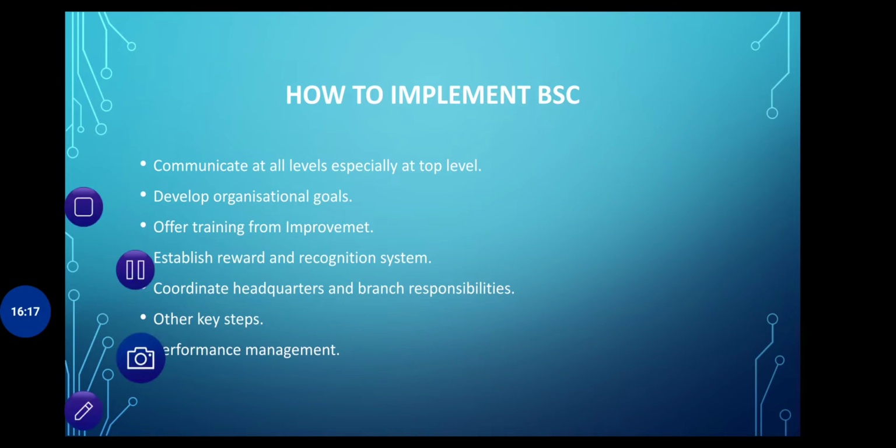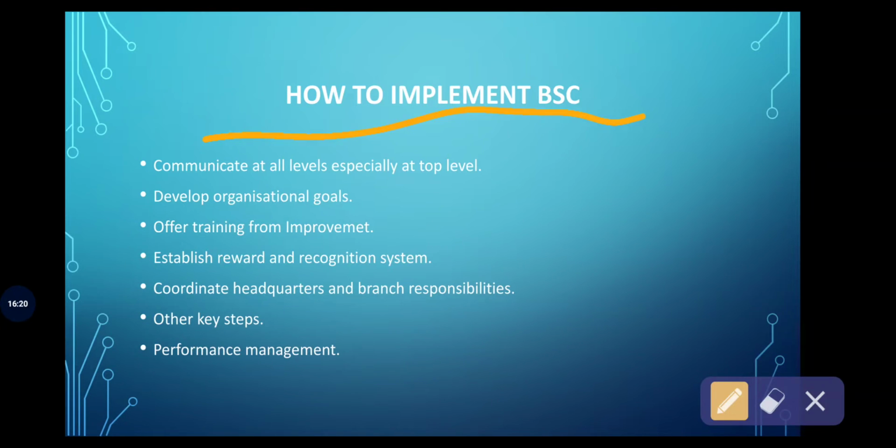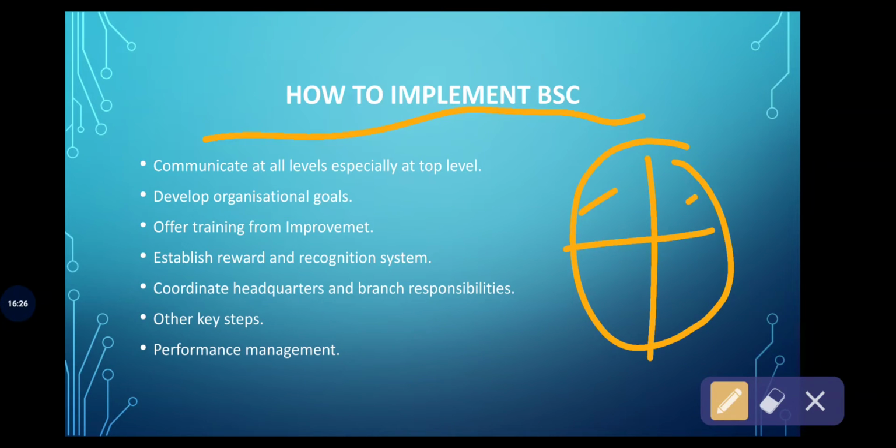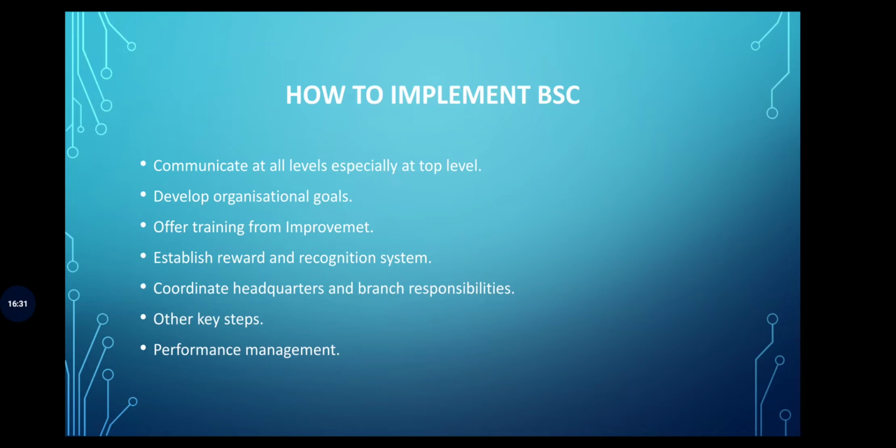Next, how can we implement this BSC? So we have learned what is BSC, what things it focuses on, what the one picture is, and what it includes. Now, how should we implement this BSC?